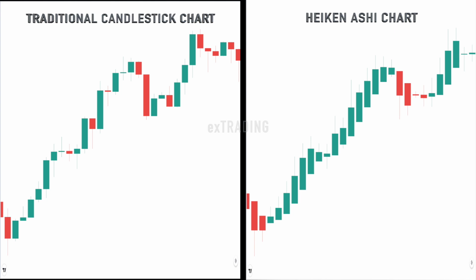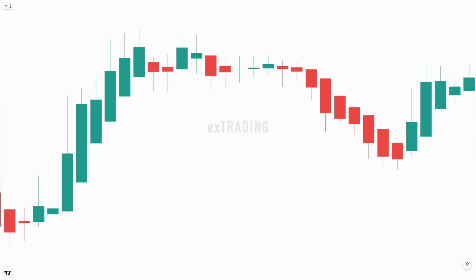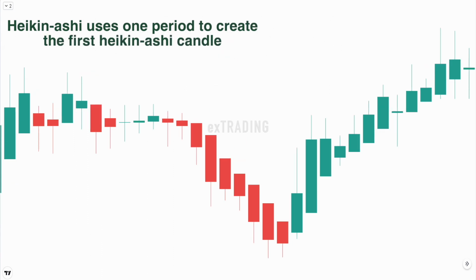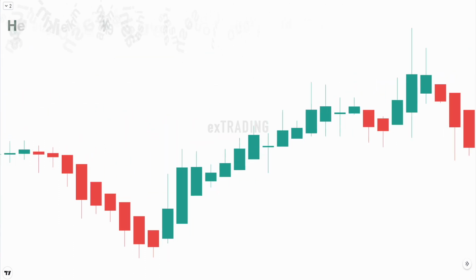On the left we have the first price chart that is using traditional candlestick bars. On the right we have the same price chart using Heiken Ashi bars. As you can see, with the Heiken Ashi bars, it's much smoother. And the reason why it happens is that the Heiken Ashi chart uses a rather complex calculation method to derive the formation of the bars.